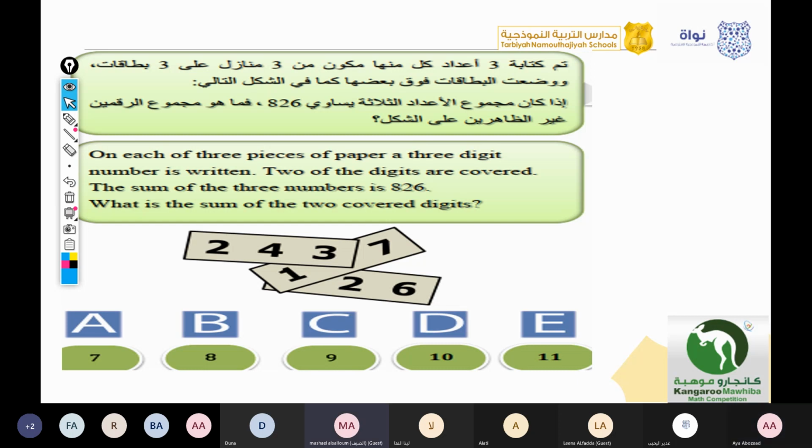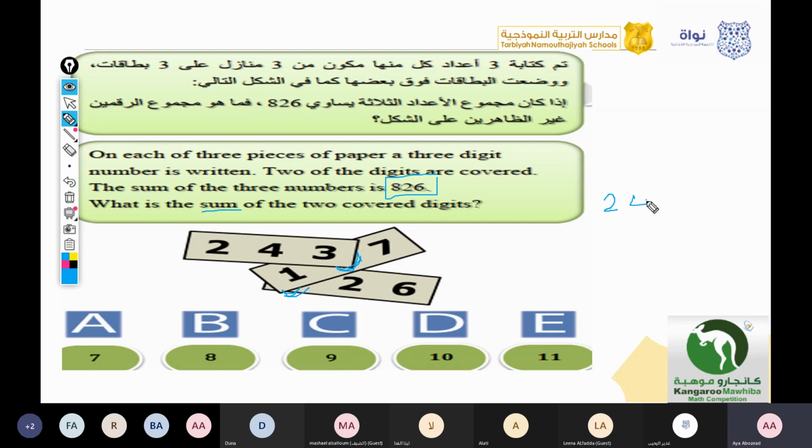On each of 3 pieces of paper, a 3-digit number is written. 2 of the digits are covered. The sum of the 3 numbers is 826. What is the sum of the 2 covered digits? So we have a number covered here and another number covered here. But we know if we add all the numbers, we can get 826. So what will be the 2 covered numbers? No, I don't need the 2 covered numbers. I need, after adding the 2 covered numbers, it's going to be 7, 8, 9, 10, 11. Let's try.